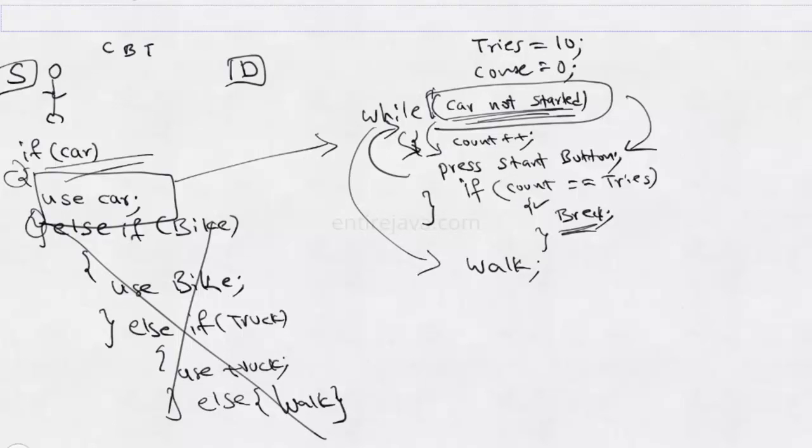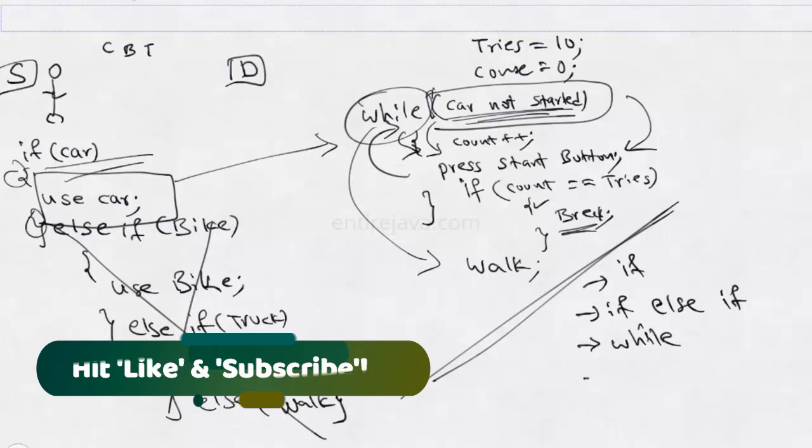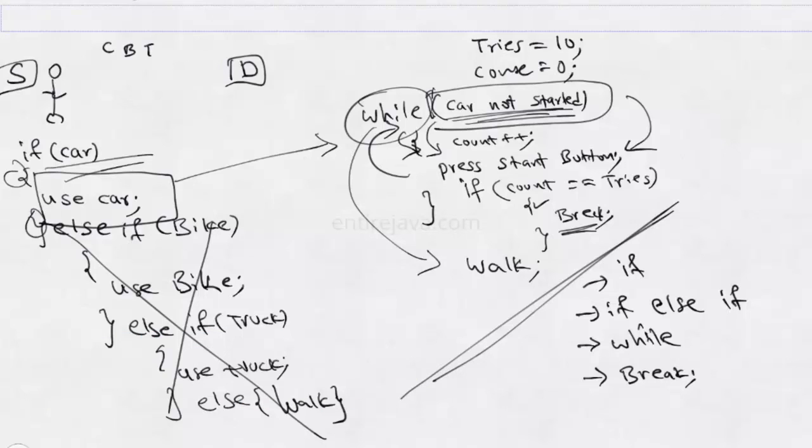So we've talked about if condition, we've talked about if else if condition, we've also talked about while loop, and we've also talked about one keyword called break. Alright, in our next video we're going to see all of these written in our program.